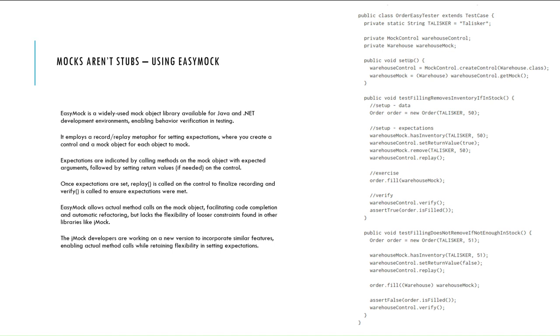EasyMock allows actual method calls on the mock object, facilitating code completion and automatic refactoring, but lacks the flexibility of looser constraints found in other libraries like JMock. The JMock developers are working on a new version to incorporate similar features, enabling actual method calls while retaining flexibility in setting expectations.